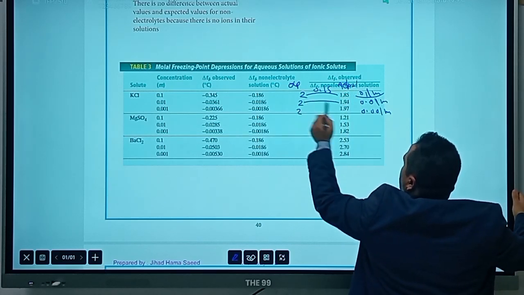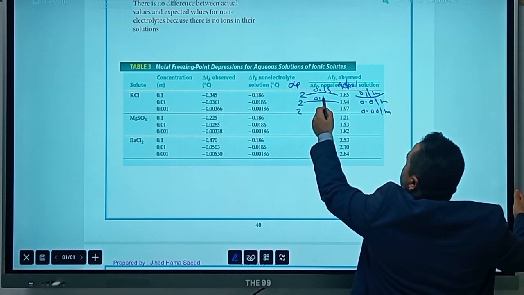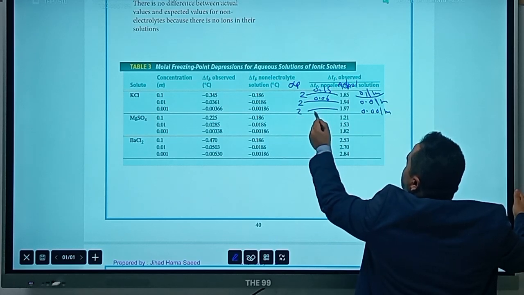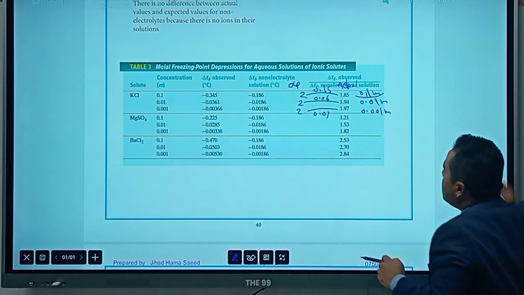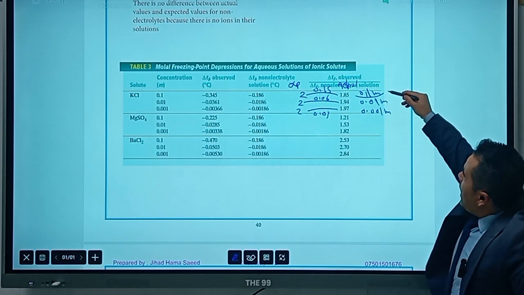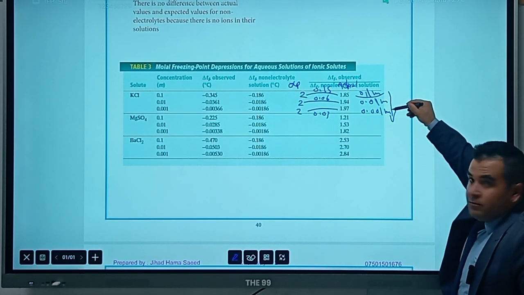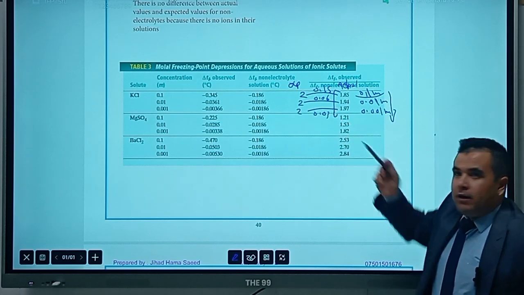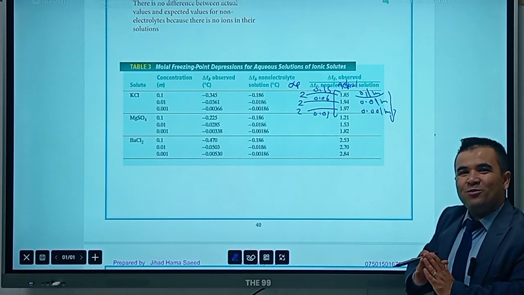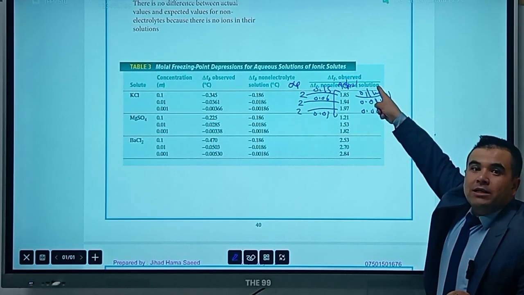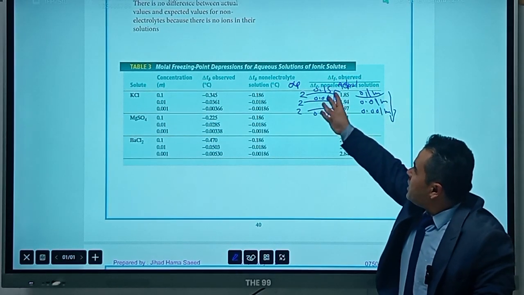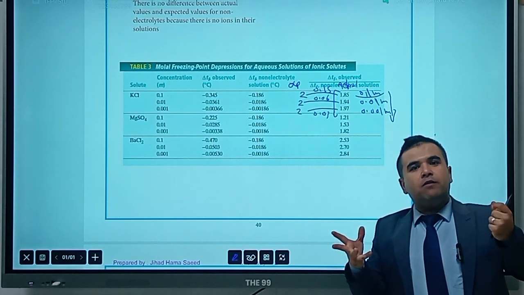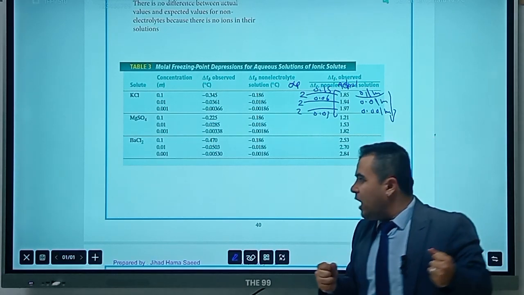1.94, between 1.94 and 2 is 0.06. Between 1.97 and 3 is 0.03. So as you can see, guys, as we decrease the molality, the difference between actual and expected value decreases. But as we increase the molality, the difference between actual and expected values increases. So the difference between actual and expected value increases by increasing molality.